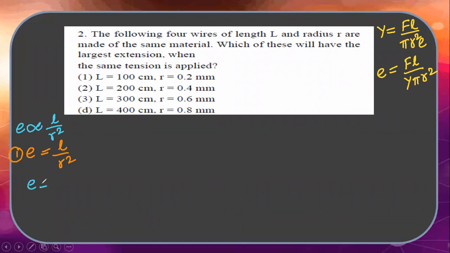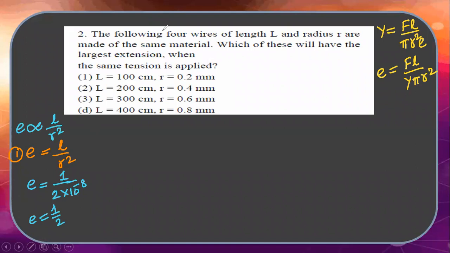Then E is equal to, what is the length L? 100 centimeters. So 100 centimeters means 1 meter divided by 0.2 millimeters. That I am taking 2 into 10 power minus 4. 10 power minus 4 will be common in all of them. That's why E is equal to order of 1 by 2. This is the first case.